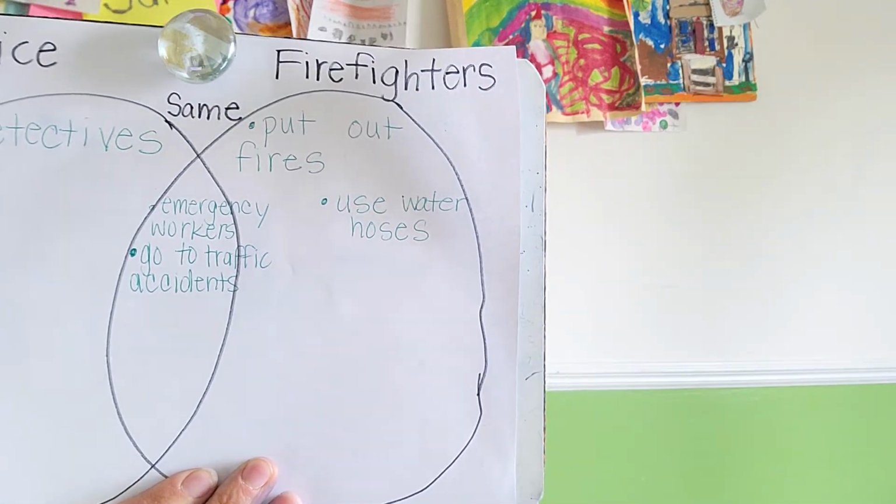I remember that in one of the books it was talking about how police officers can be detectives and they solve crimes. Now there is a special kind of firefighter that helps solve things, like if somebody started a fire on purpose, but most firefighters don't do that kind of work. But police officers, one of their jobs is that they can be detectives.